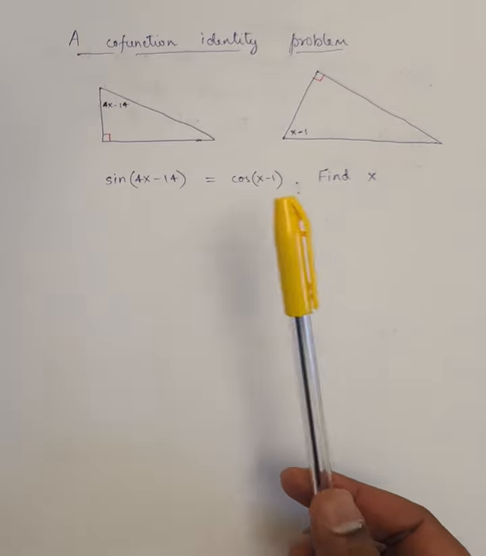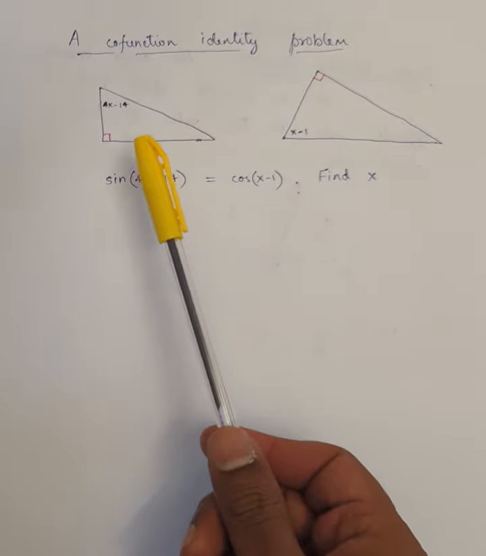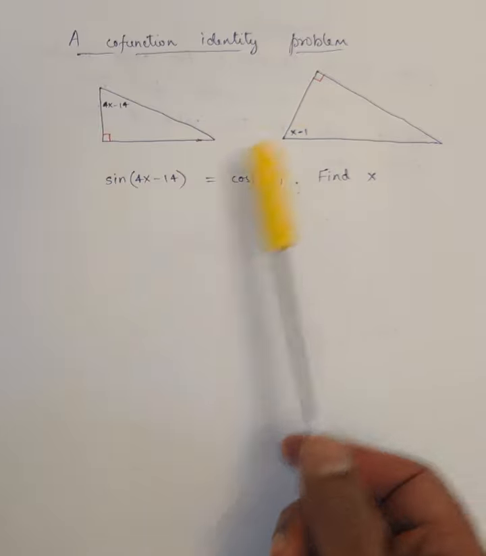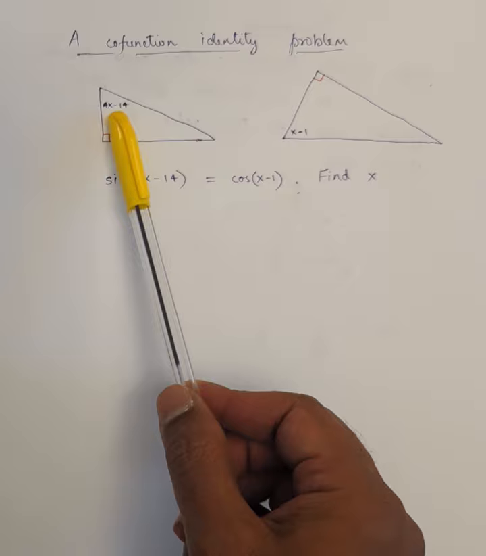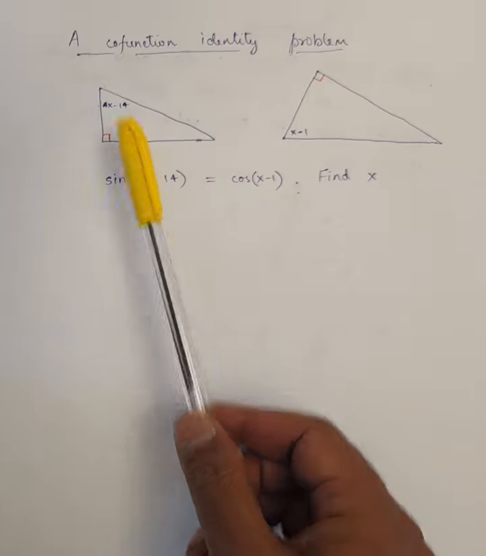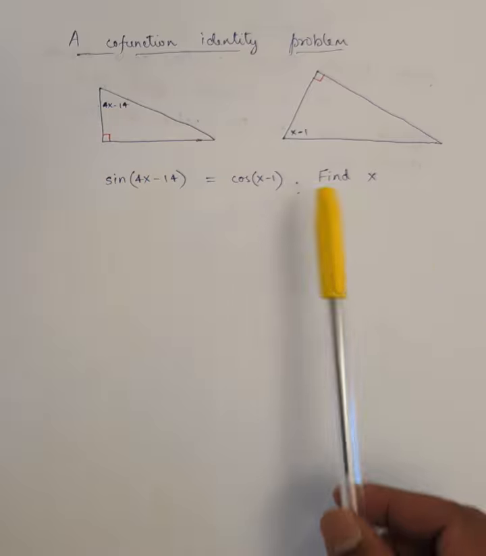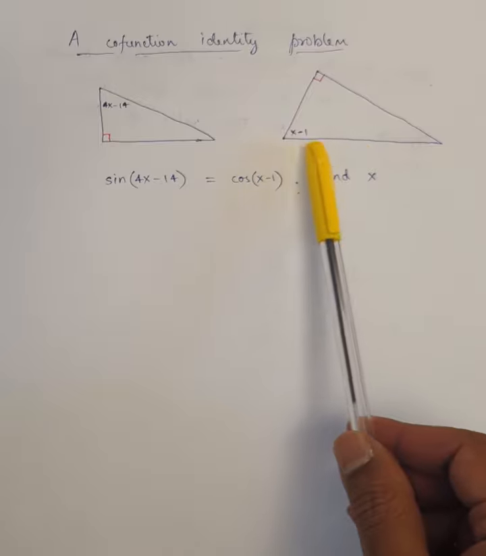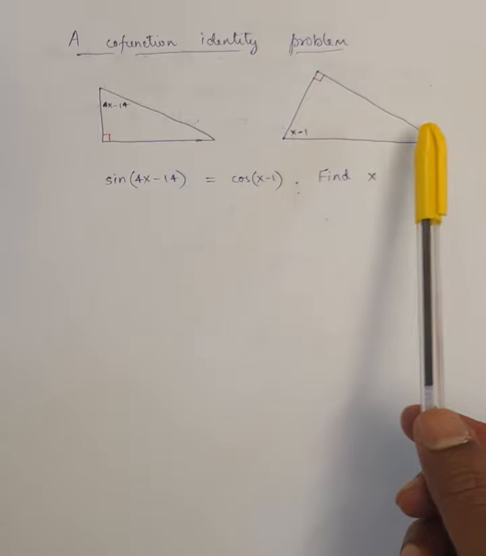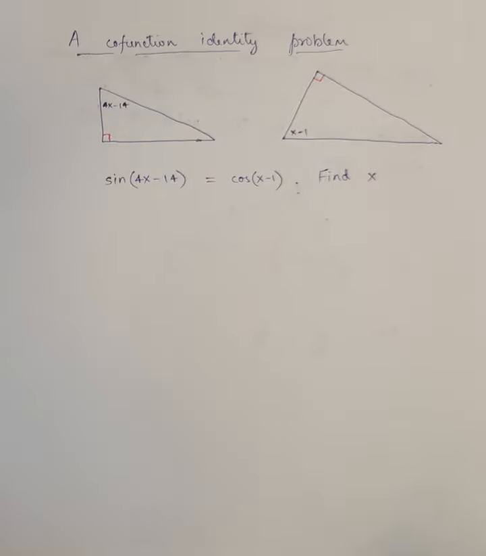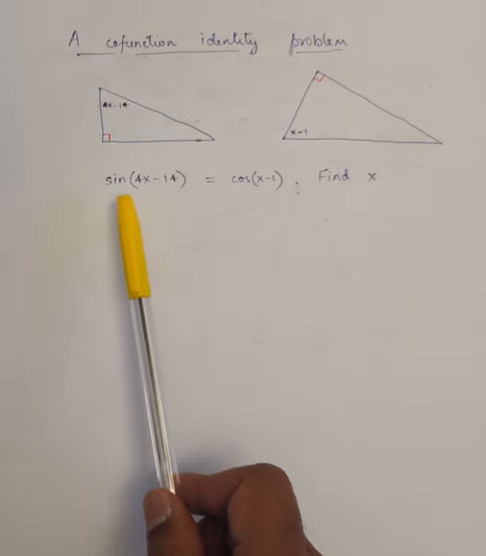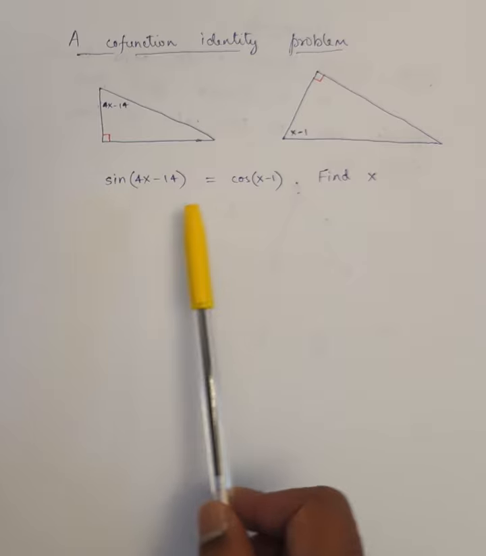Here is a problem from SAT. You're given two right triangles, and in one of the right triangles, one of the acute angles is 4x minus 14, and in the other right triangle, one of the acute angles is x minus 1. So notice the triangles are different and the expressions are different. But here is the information that's going to be useful.